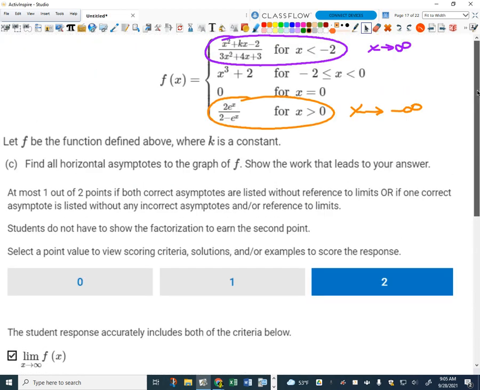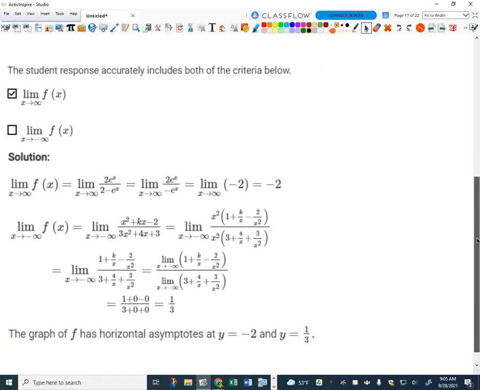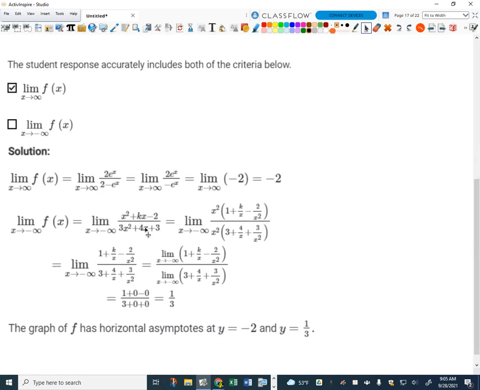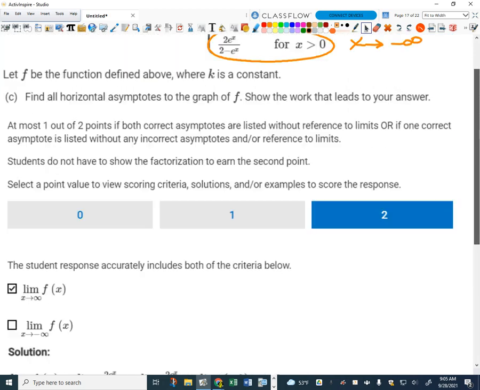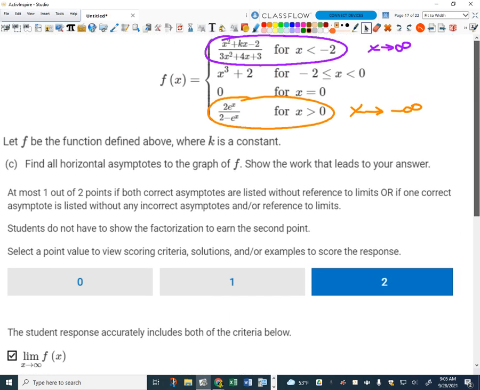So the purple piece is right here as we approach. Did I get that backwards? I got it backwards, didn't I? Yeah. That's negative infinity, and that's infinity.